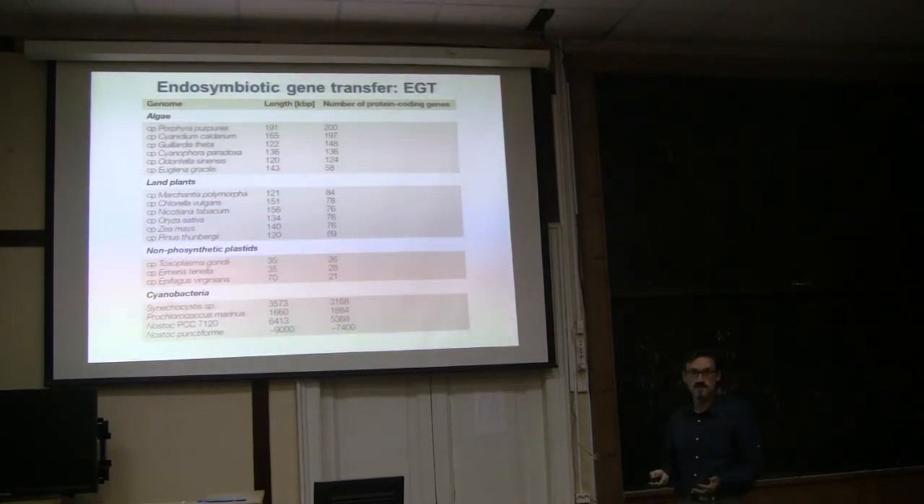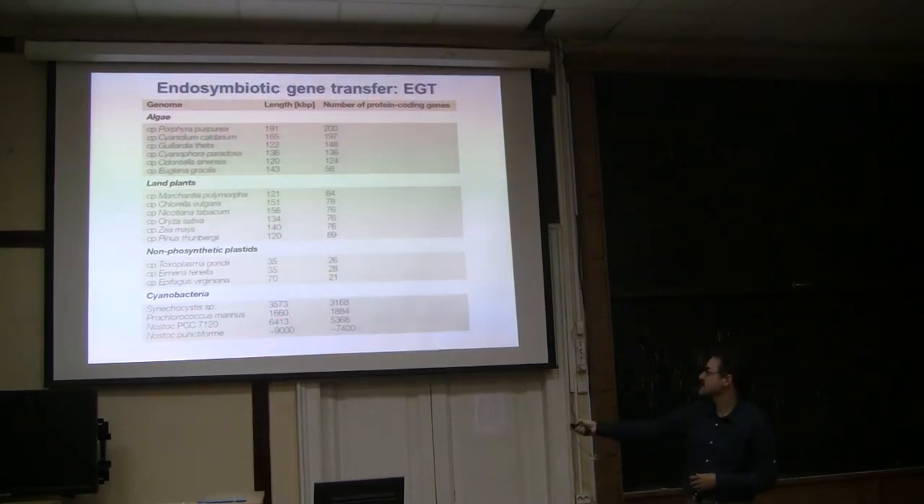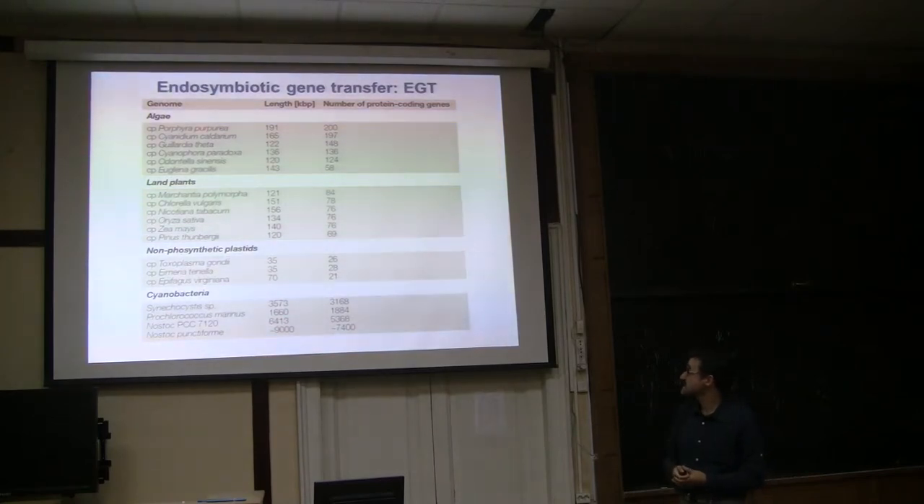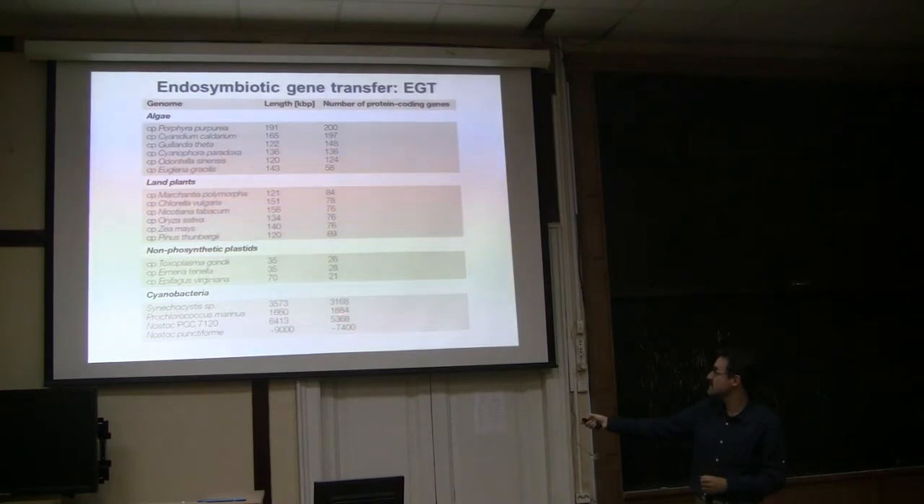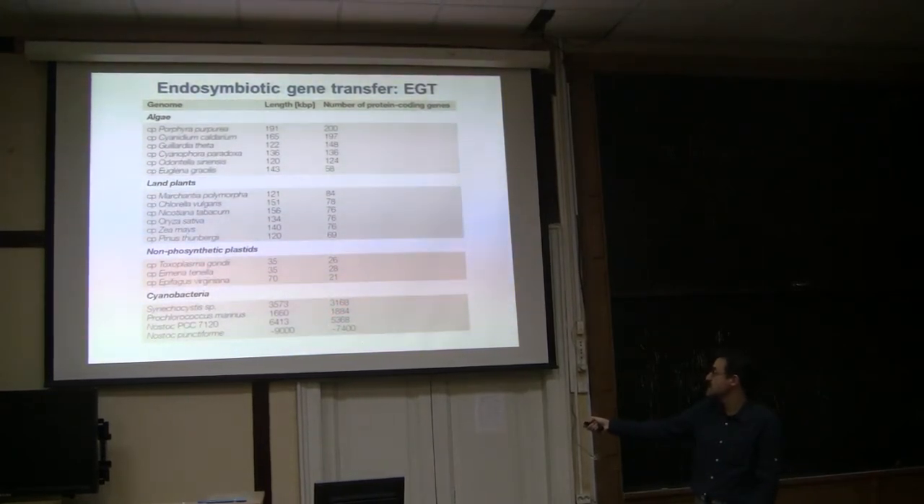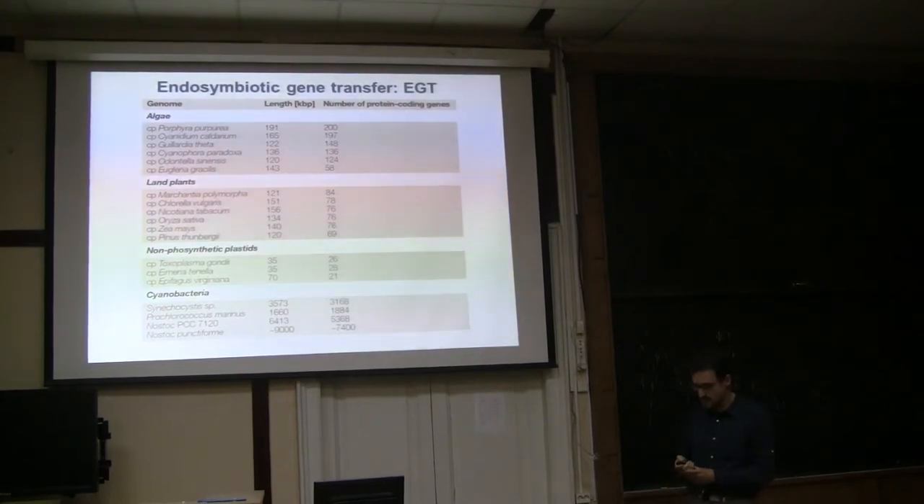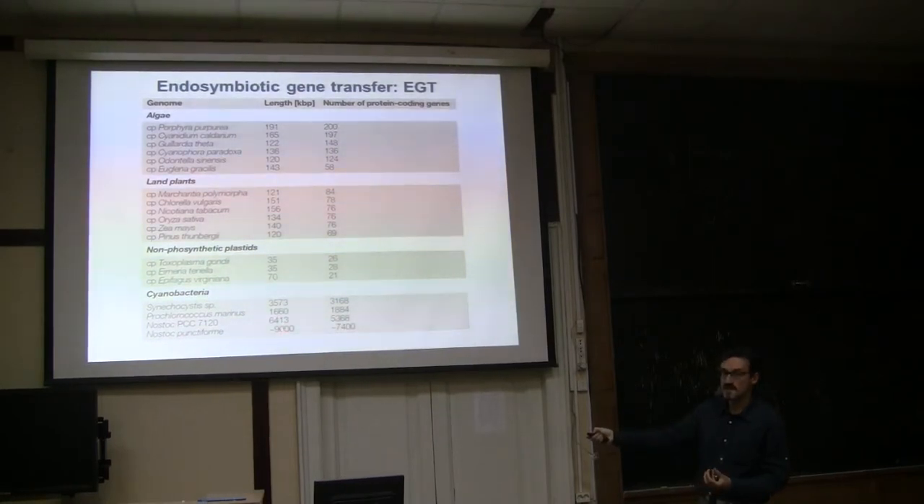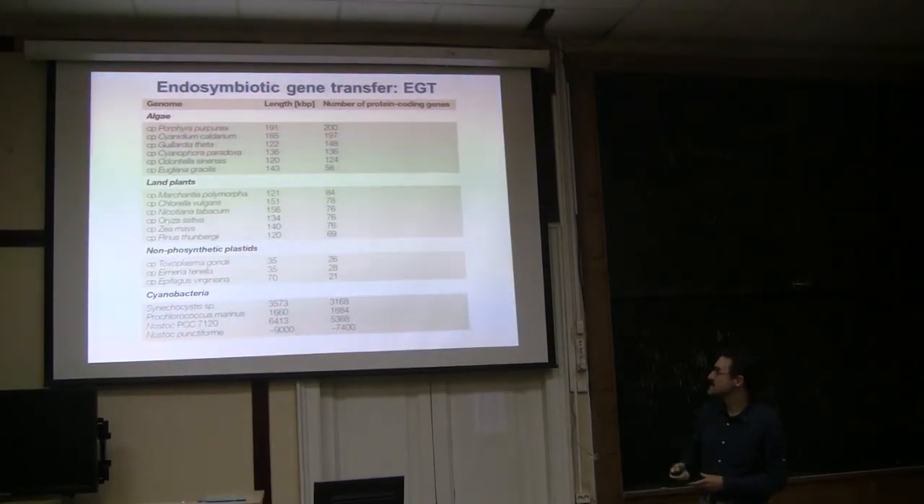However, when you look at cyanobacterial genomes, they are much bigger. They range from almost 2 to more than 9 megabases, and they encode a very large number of different proteins, from 2,000 up to 7 or 8,000 different proteins. So there is a very big difference between the cyanobacterial and the plastid genomes.